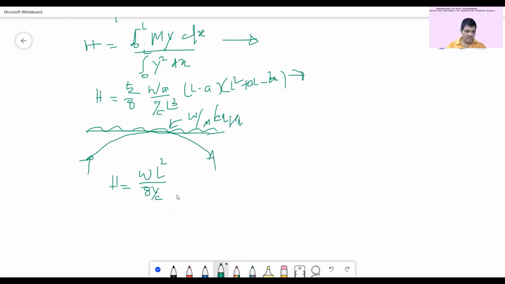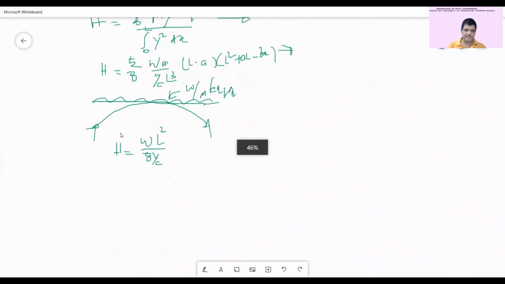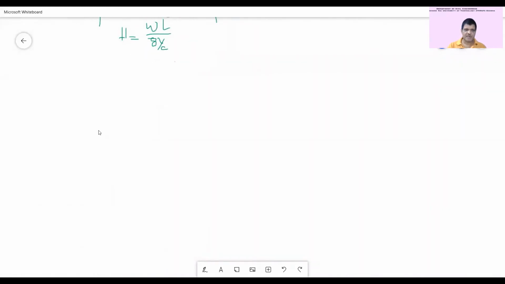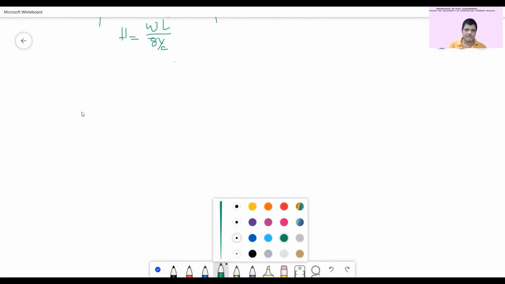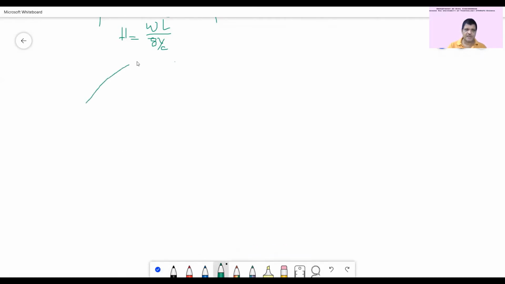We have also found out a formula for the circular arch. If you go for the circular arch, now for this circular arch, what is the value? You will take a circular arch like this. So in the circular arch, let me discuss something we have done in the last class. If you have some doubt, you can ask.